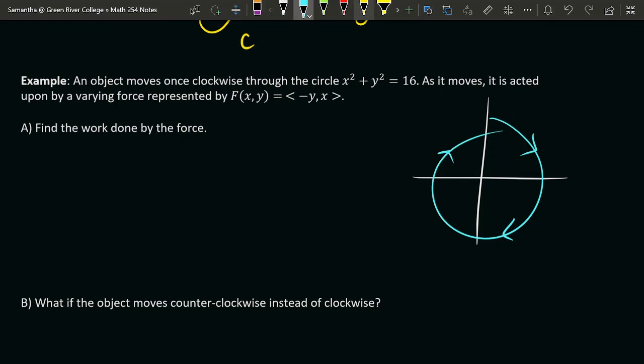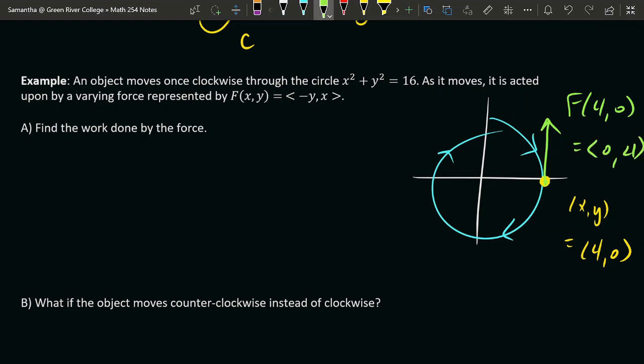So for example, if the object is located at this position, where x and y are equal to 4 and 0 respectively, then what force is acting upon the object as it passes through that location? The force would be given by negative y, so negative y would be 0 in this case, and then the y component would be equal to the x value. So the force at (4, 0) would be equal to (0, 4). And so that would be this vector acting straight up.